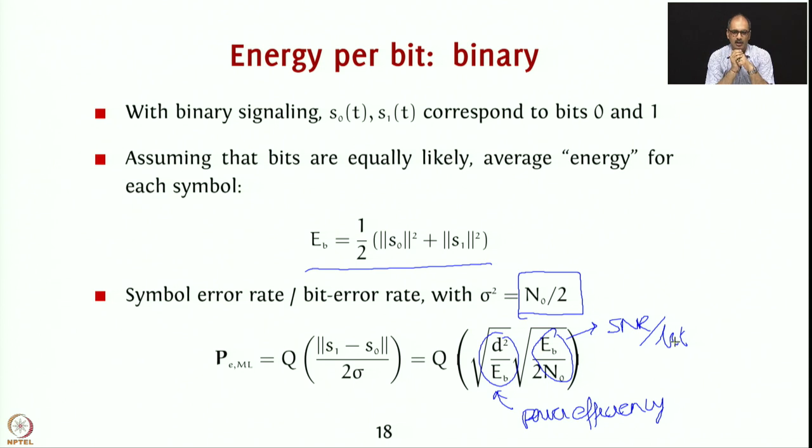Let me give you an example. Let's say that you have a communication system where you need a bit error rate of 10 power minus 9. If the noise variance is 1, let's say the amount of signal power you need is 100 joules or something like that. If the noise variance reduces to 0.1, you may need only 10 joules. If the noise variance reduces to 0.01, you need only 1 joule, which goes to show that signal power and noise power individually are not the quantities that determine the performance of your communication system. It is the ratio that determines it.